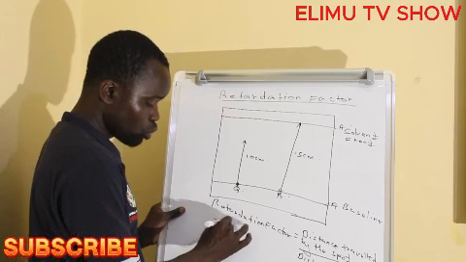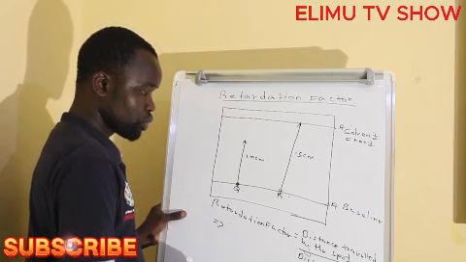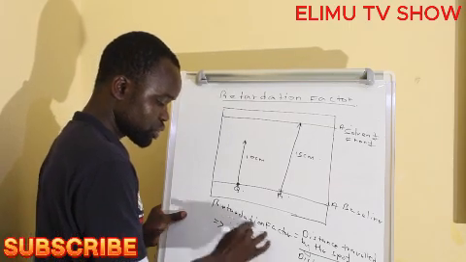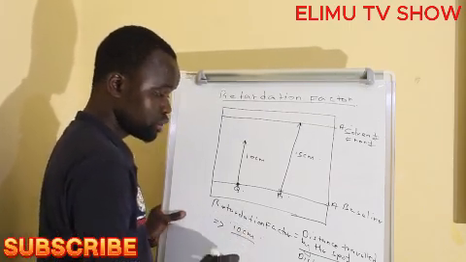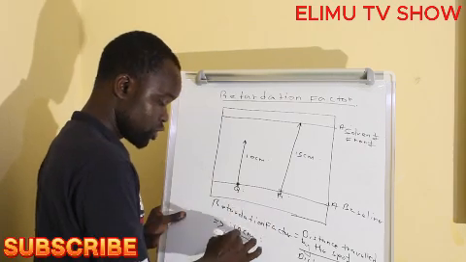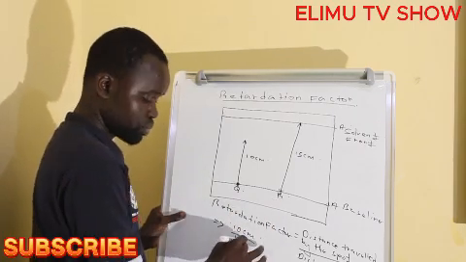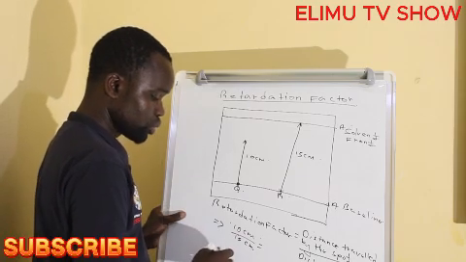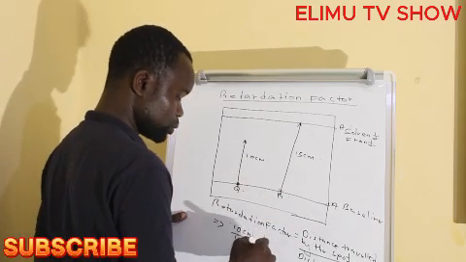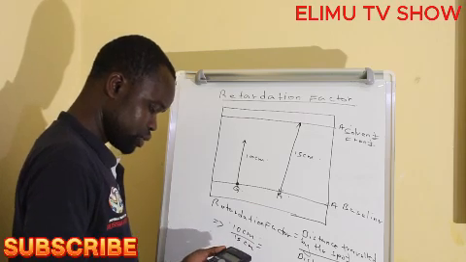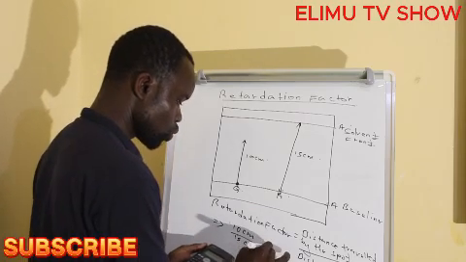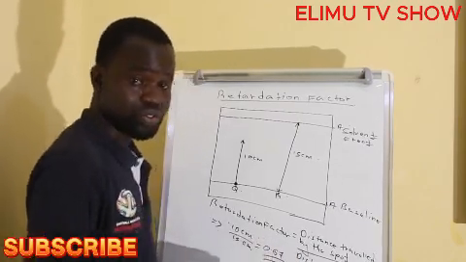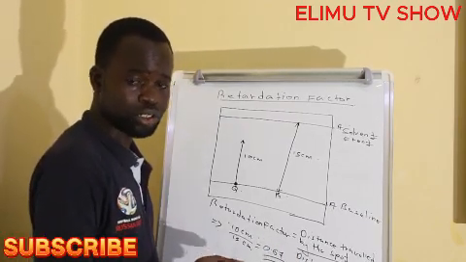So in a very simple way, what we are going to do, we are going to take our Q, which is 10 centimeters, and divide it by our R, which is 15 centimeters. So if we do the division, 10 divided by 15 is equal to 0.67. This is our retardation factor.